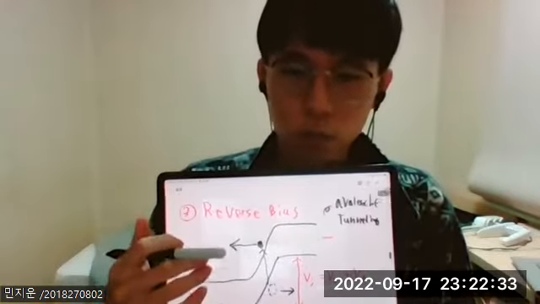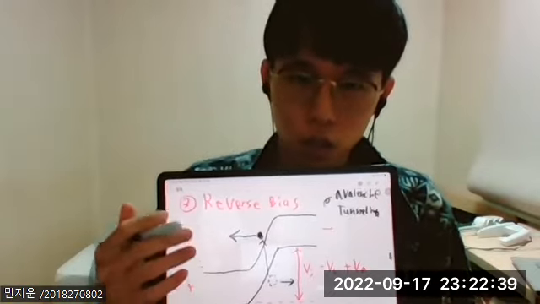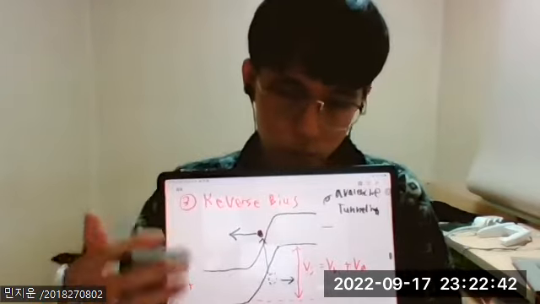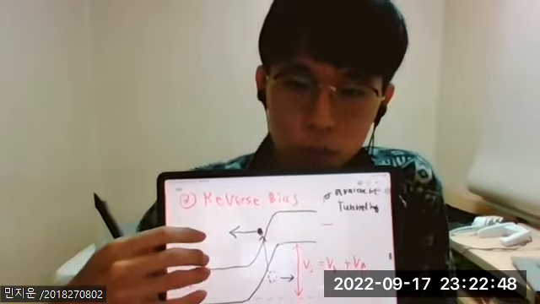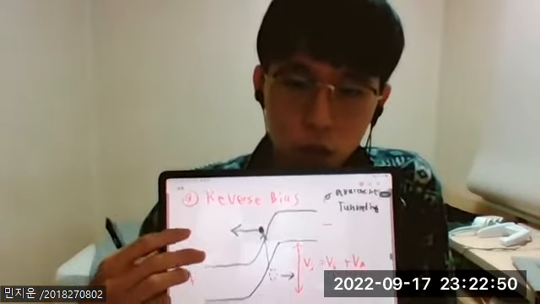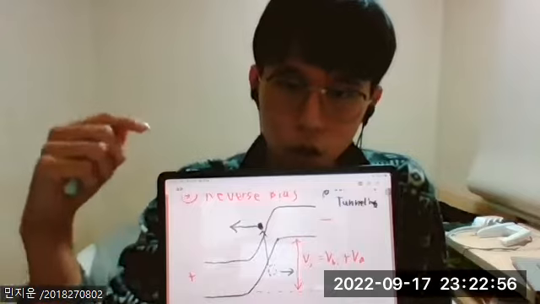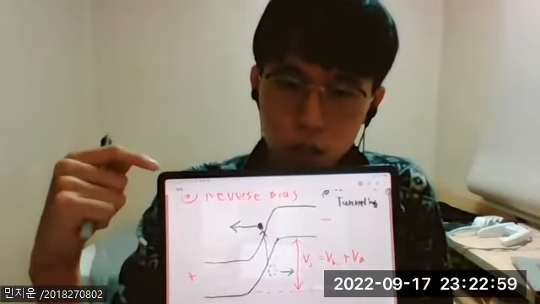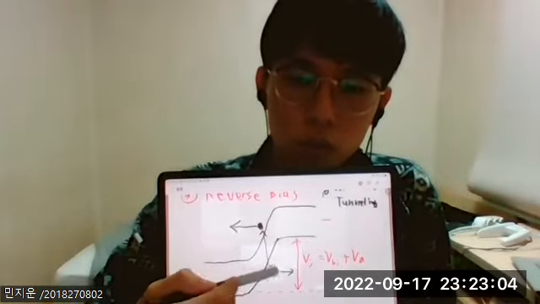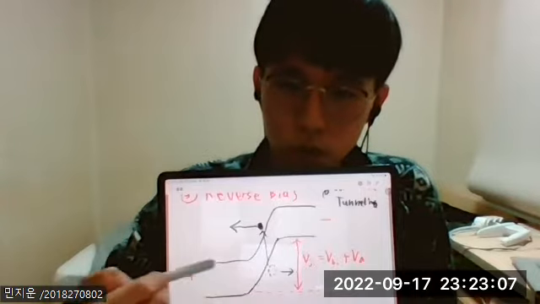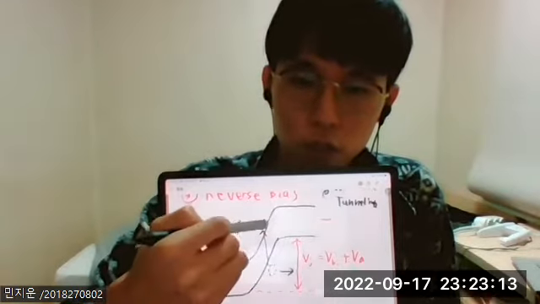At the reverse bias, some problems occur. One problem is avalanche. When some energy is applied, when the electron gets some thermal energy, then electron generation occurs.